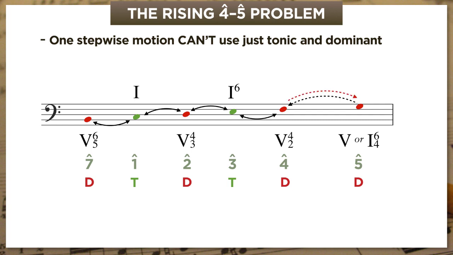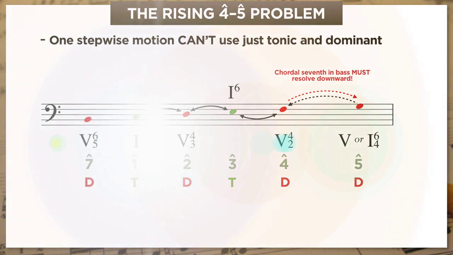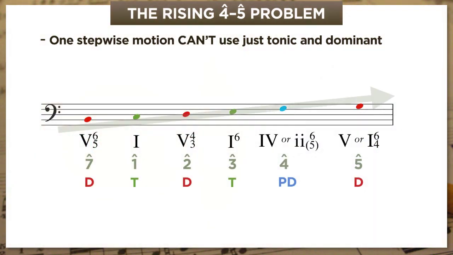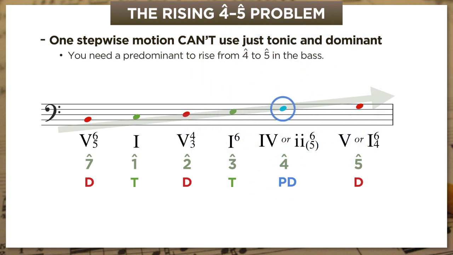but they can't do the opposite. If you're using just tonics and dominants, then scale degree 4 is going to be the bass of a 5/4/2 chord, and that has to resolve down by step. So if you want to have a bass line that rises all the way up from 1 to scale degree 5, you have to use a predominant over scale degree 4.